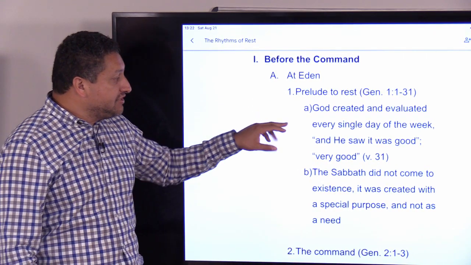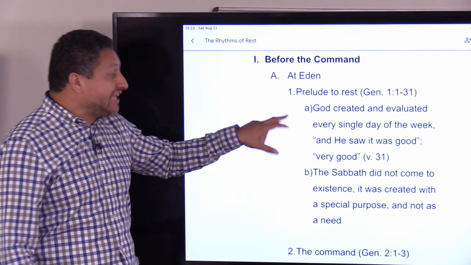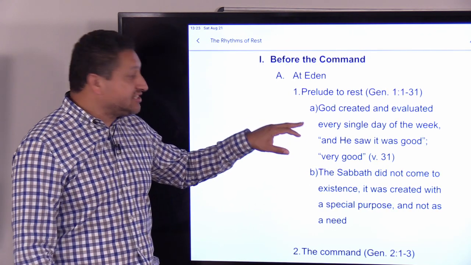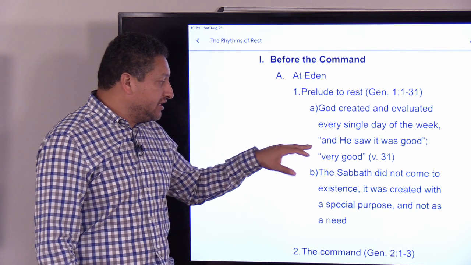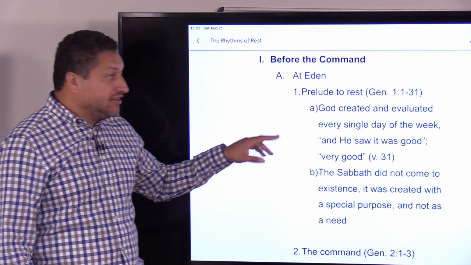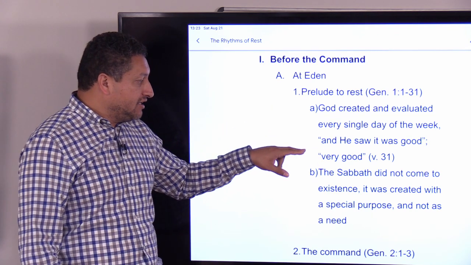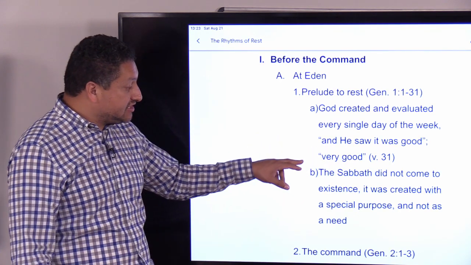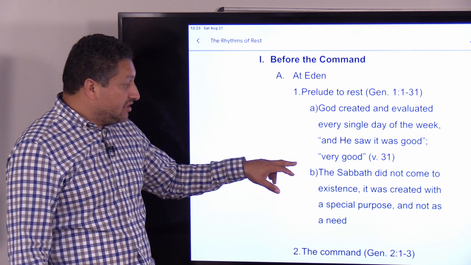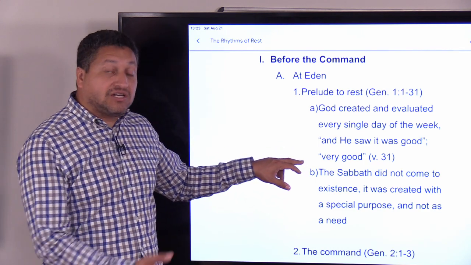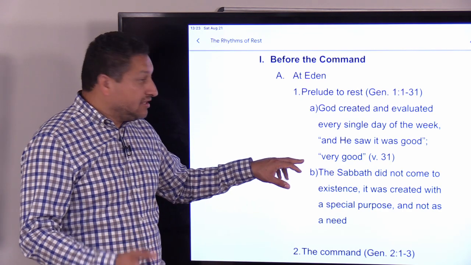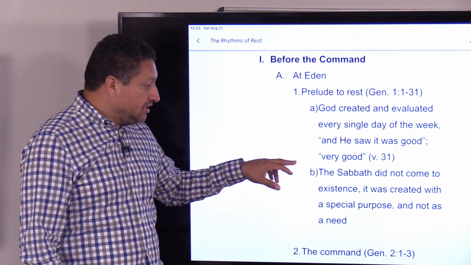So in every single day, God created and evaluated every single day of the week. And according to the story, from the first to the fifth day, he saw and it was good. But when he came to the sixth day, he saw and it was very good. So it was better when he created man and woman.